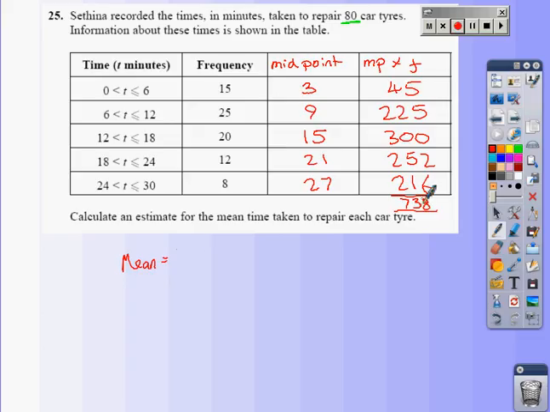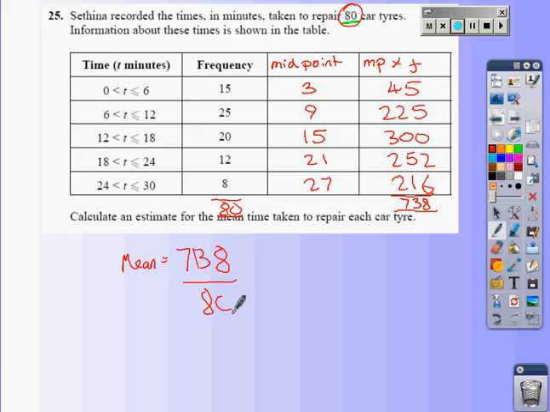738 minutes, or at least an estimate of 738 minutes, divided by the total number of cars. Now the total number of cars, we were told right at the start, that was 80. That would be confirmed if we added up all these numbers as well. So I don't need to use this column anymore, it's this one and this one, but you should have got that information from the start.